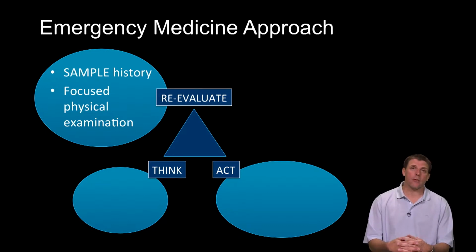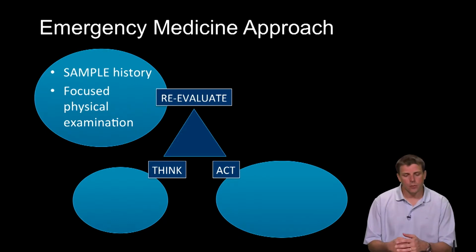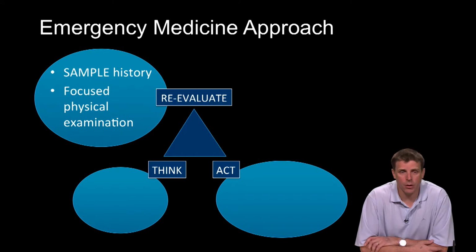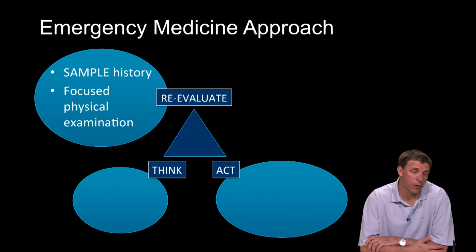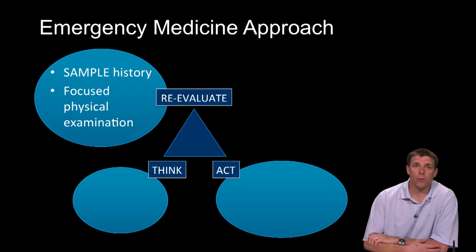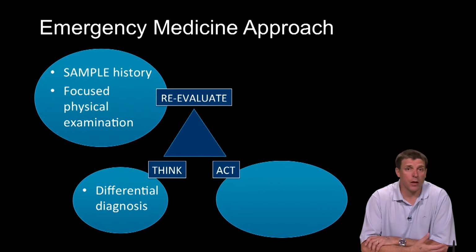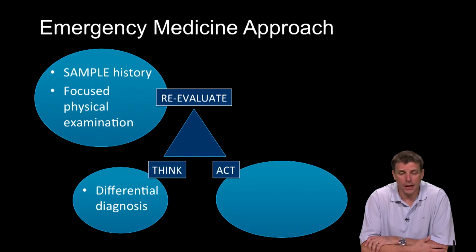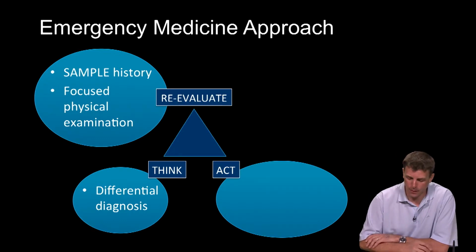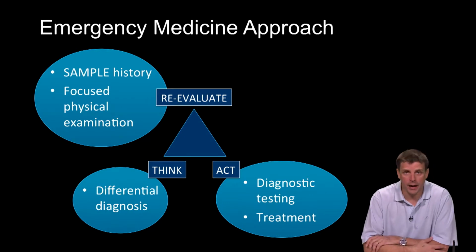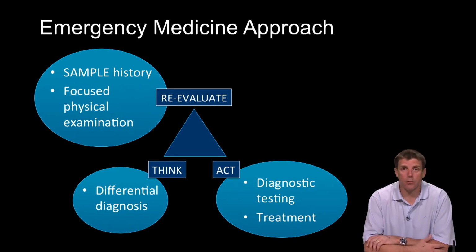So the SAMPLE history is a very important part of that, and we'll talk about that as well. In addition, a focused physical examination, which is tailored to the medical problem in question. In this case, the patient seems to have confusion and a fever, and so focusing our physical exam on that will be important. As we do that, we'll use that information to develop a differential diagnosis, as we've discussed previously, a list of the potential diagnoses that could be responsible for our patient's condition. Based on that process, we will then act. We will then obtain diagnostic testing to support our thinking, as well as provide treatment to the patient based on what we've discovered thus far.